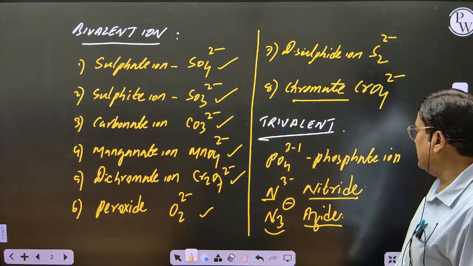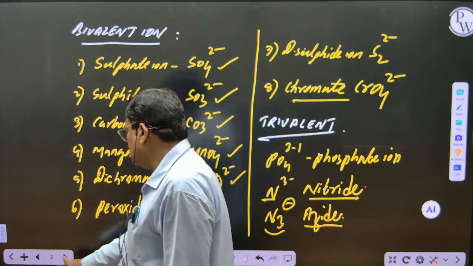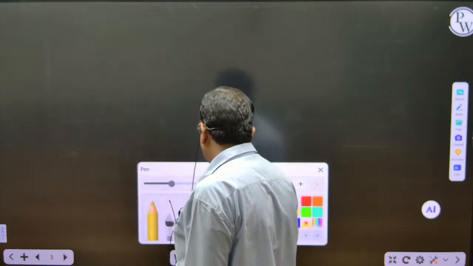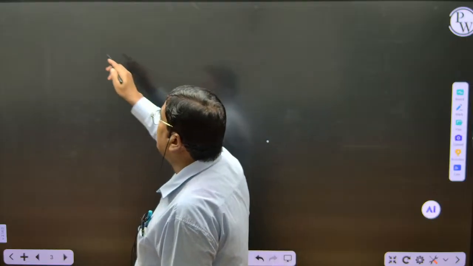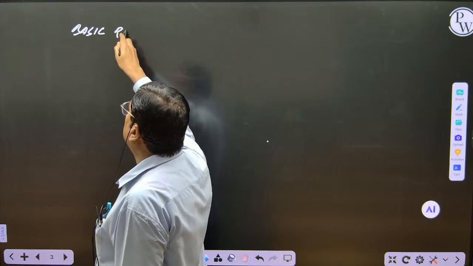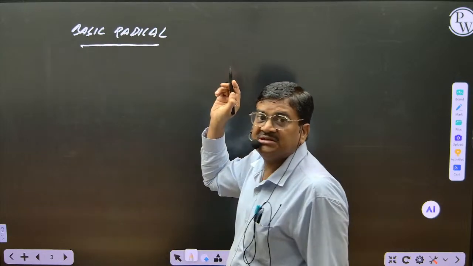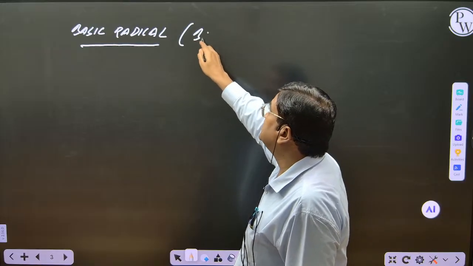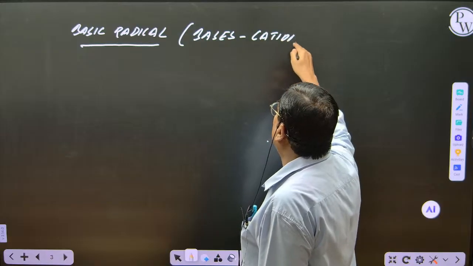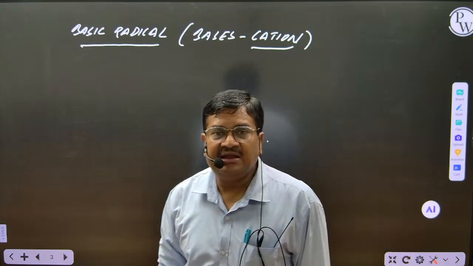Now write basic radicals. Basic radicals are obtained from where, student? Bases. Basic radicals are obtained from bases and we call them cations. Cation will bear what charge, student? They may have single unicharge or bivalent, trivalent or tetravalent.